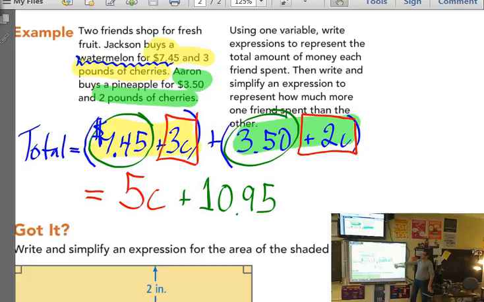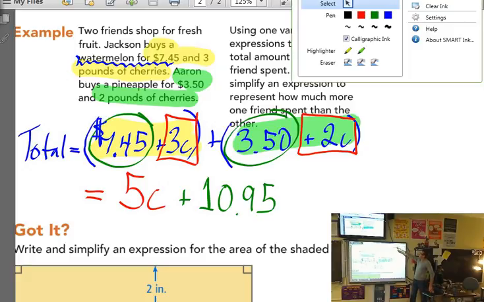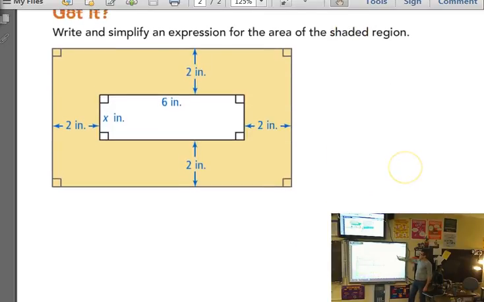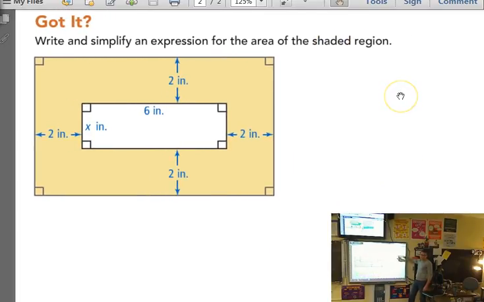Try the got it for a moment. I want you guys to talk with your partners close by you. How can we figure out an expression for the area of the shaded region?